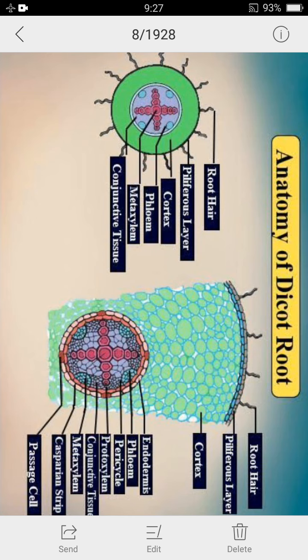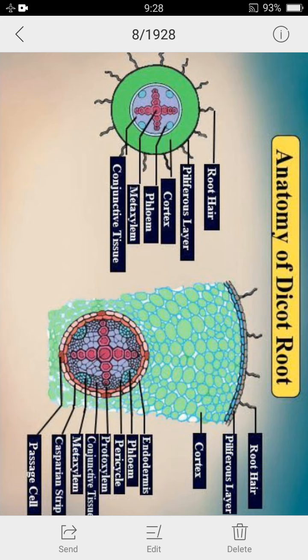Then next to endodermis, students, lie a few layers of thick-walled parenchyma cells referred to as the pericycle. You can see the pericycle layer just below the endodermis. Initiation of lateral roots and vascular cambium during secondary growth takes place in these cells. So this is the main role. During secondary growth, the pericycle plays a major role.